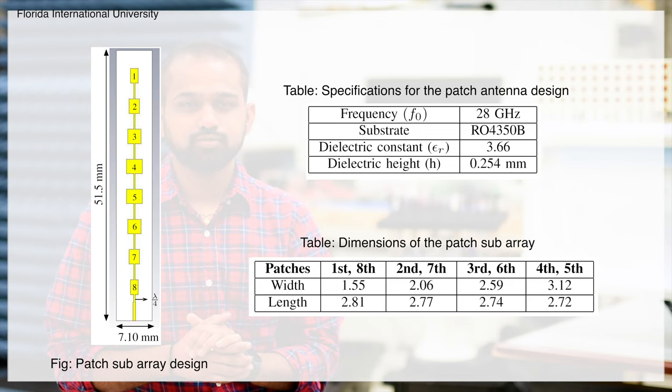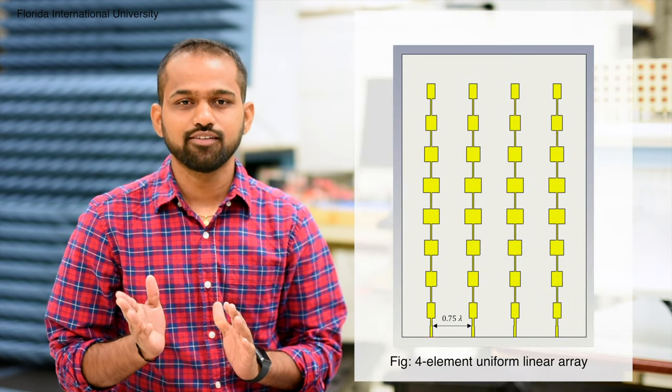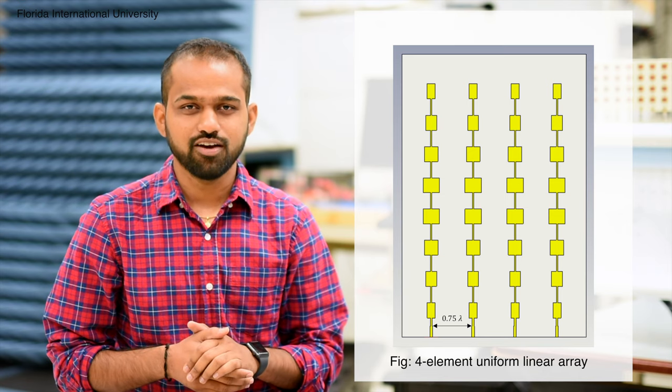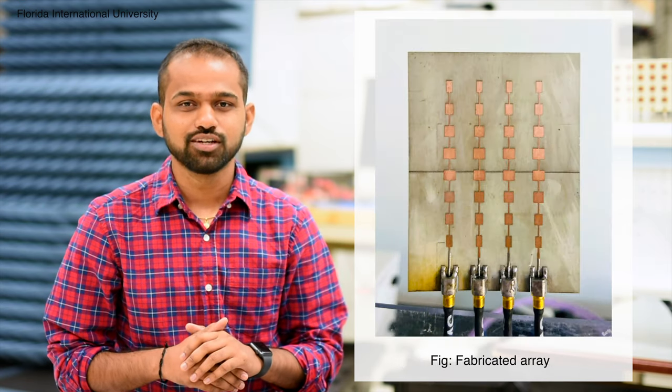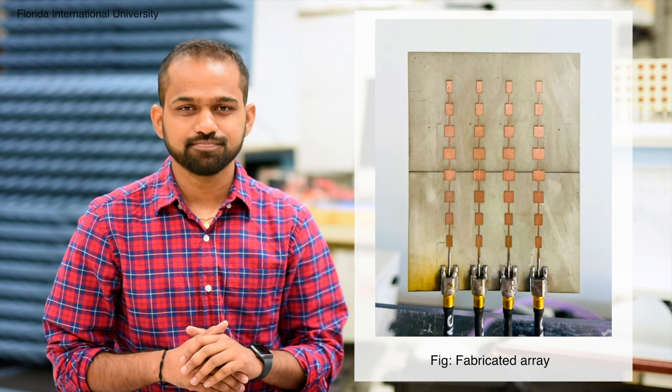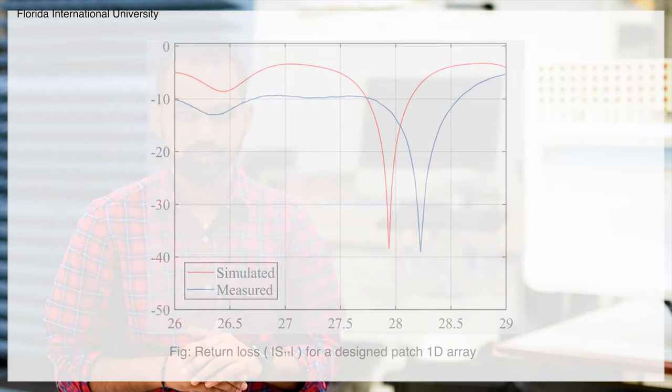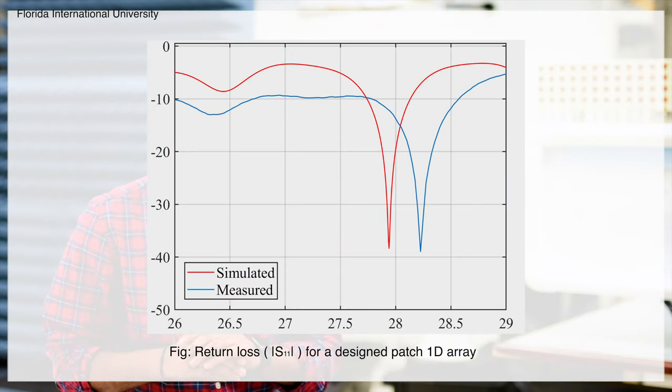This antenna design is ported to CST Microwave Studio for performance evaluation. Finally, a uniform linear array of 4 elements is developed with a spacing of 0.75 lambda and is sent to fabrication. The fabrication is done in-house at FIU using LPKF laser machine. The measured and simulated S11 plots for the 1D array are shown here. We could observe a shift in resonant frequency from 28 to 28.25 GHz in the fabricated prototype. And this might be expected due to the uncertainty in the thickness and dielectric constant of the substrate.